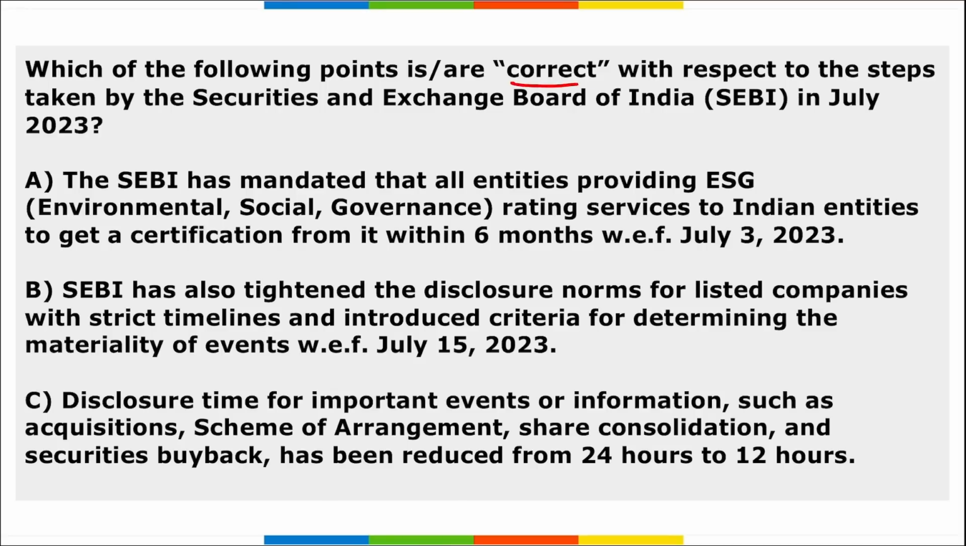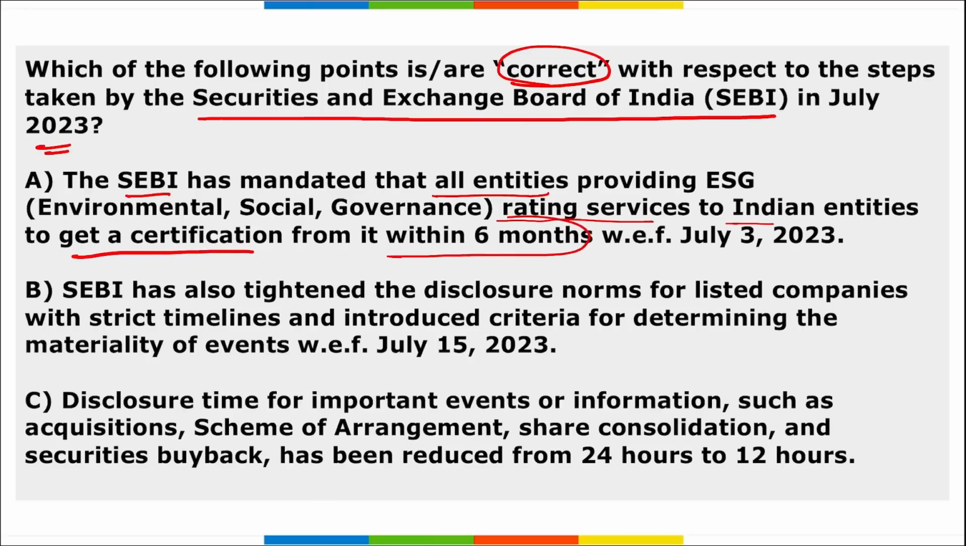Next, which among the following are correct with respect to the steps taken by Securities and Exchange Board of India in July 2023? Option A, SEBI has mandated all the entities providing ESG rating services to Indian entities to get a certification from it within 6 months with effect from 3rd of July 2023. Absolutely right. Second, SEBI also tightened the disclosure norms for listed companies with strict timelines and has introduced a criteria for determining the materiality of events with effect from 15th of July.